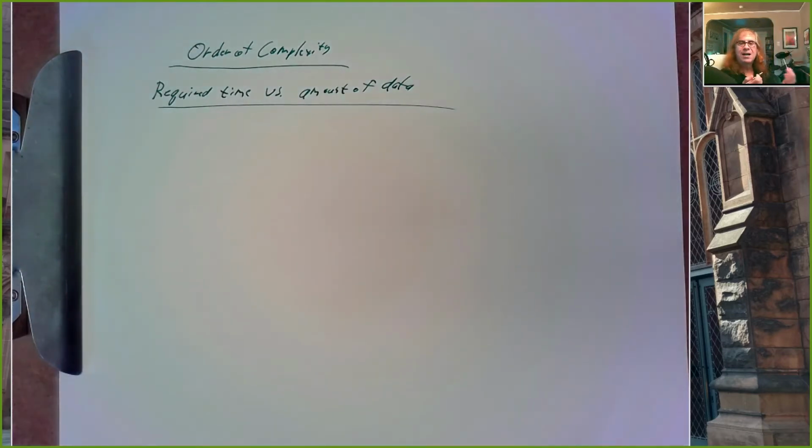And we're going to look at how the time required for an algorithm changes as the amount of data changes. So we're going to say, I don't care if it takes an hour or a minute to process this much data. What happens when you double the amount of data? Does it go to 2 hours, 2 minutes, or does it go to something much bigger?